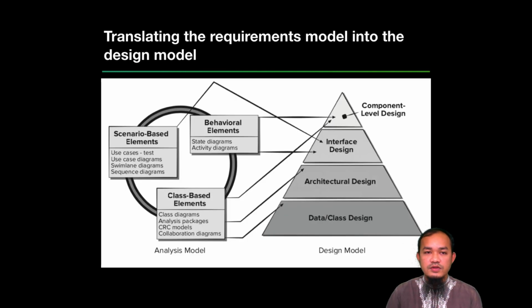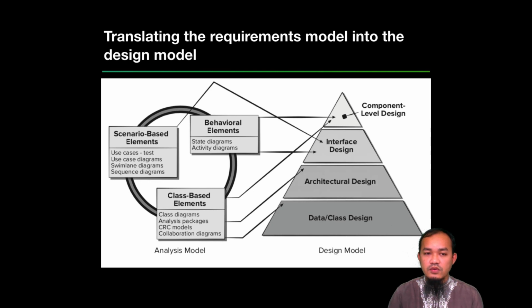Translating the requirement model into the design model. For example, here the left-hand side is the analysis model and the right-hand side is the design model. You can see we have scenario, behavior, and class-based elements. In behavior we have the state machine. In scenario we have the use case diagram, swimlane or sequence. In class we have the class diagram, the collaboration, the analysis package. They are mapped between the analysis and design model.